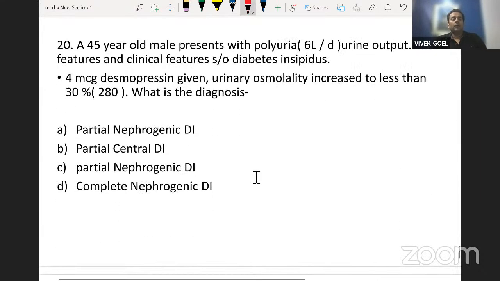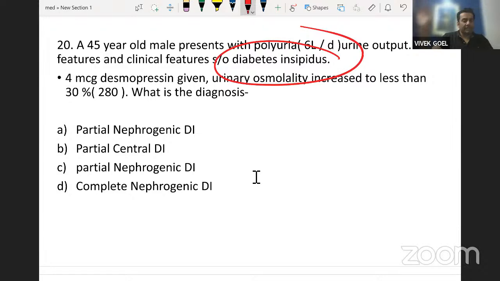Now, again, please do not get disturbed. This question, I have got different values from different students, but I understood the crux and I have made this question somehow. A 45-year-old male presented with polyuria. The patient had polyuria, and whatever features were given, the students could not recall. It was suggestive of diabetes insipidus. Okay, let's accept that, because all the options are DI. So I'm happy. Now you gave the patient desmopressin.